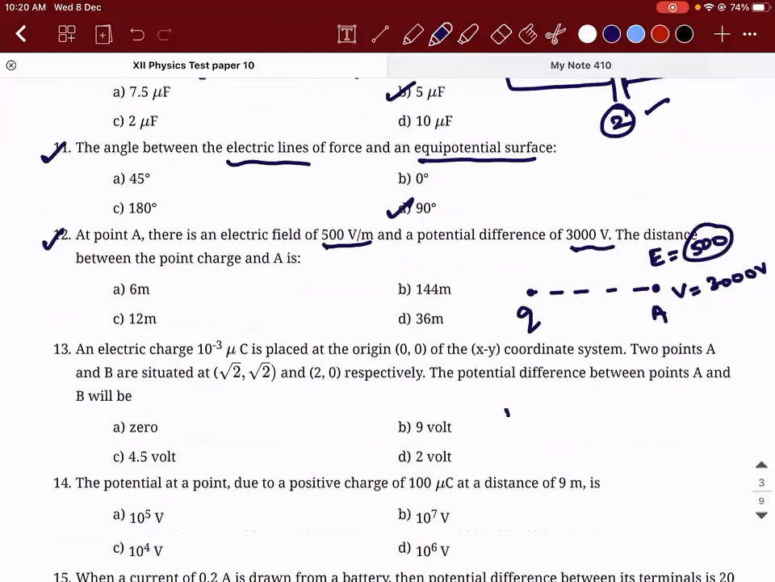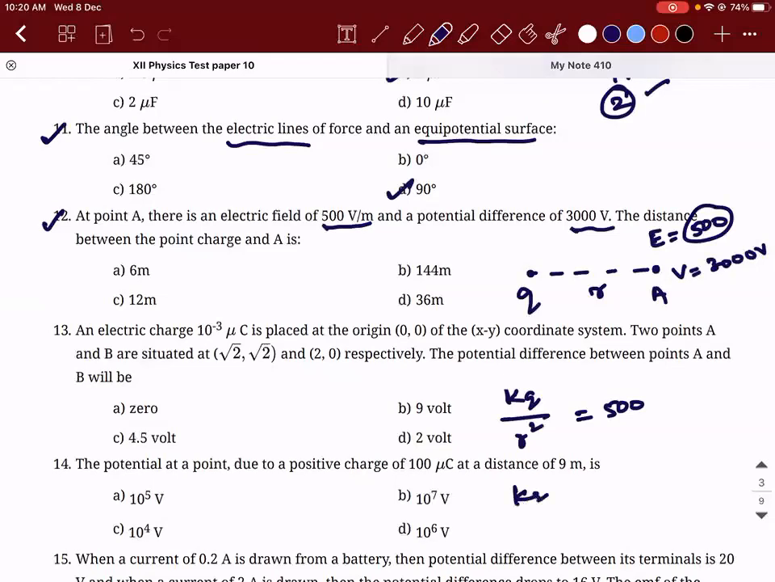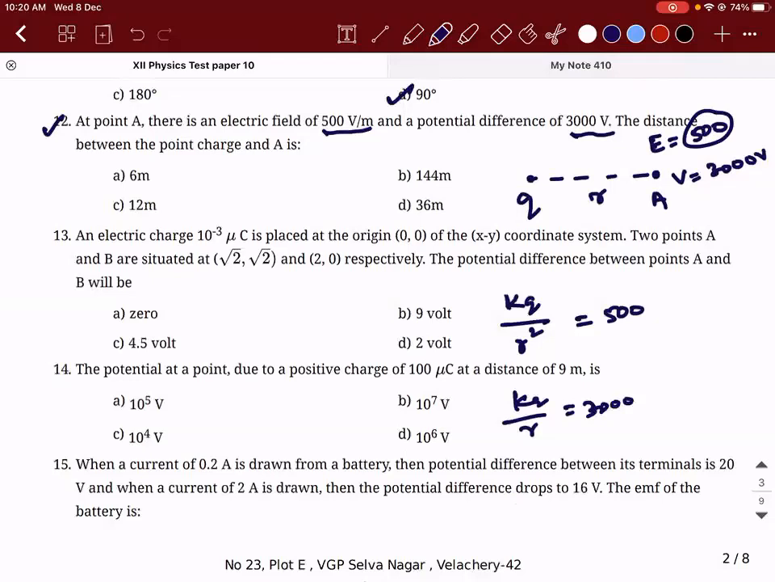So E is equal to KQ divided by R square, where R is this distance. So KQ divided by R square is 500. KQ divided by R is 3000. So divide both. KQ divided by R square divided by KQ divided by R is equal to 500 divided by 3000. It becomes 1 by 6. KQ gone, one R is gone. So R will be equal to 6. Is there an option? Yes. 6 meter is the answer.